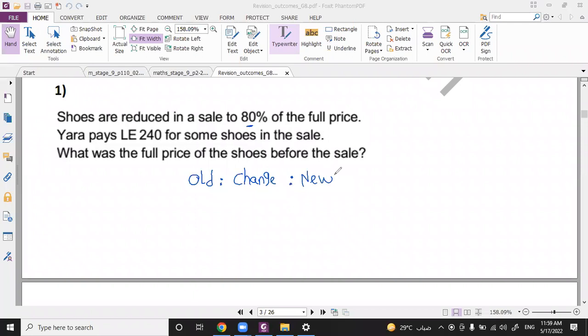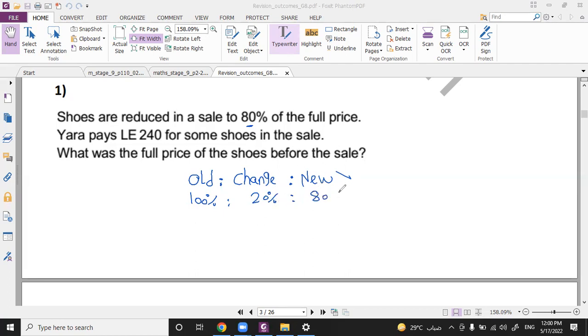Do you know it, Diane? Do you know this way? Yes. So tell me, how can we use this way? Because I recommend this way in solving percentages: old, change, and new. We write in old 100. And what is the change that happened? 20%. So we have 20% as a reduction. So the discount is 20.